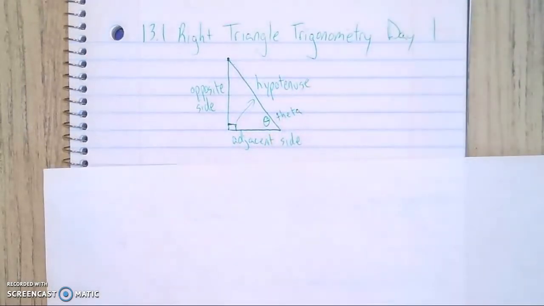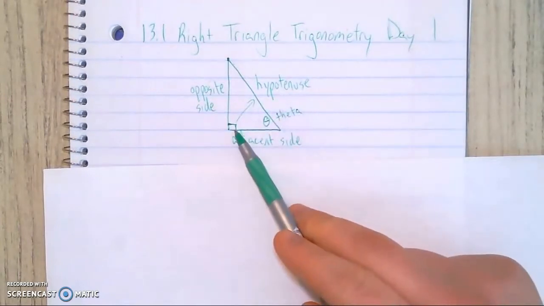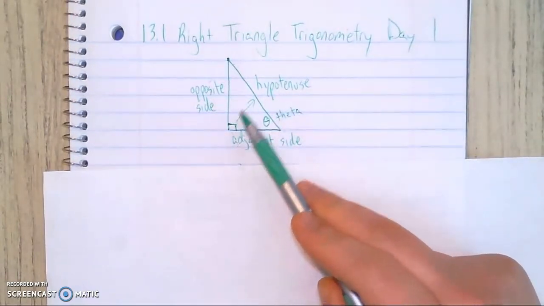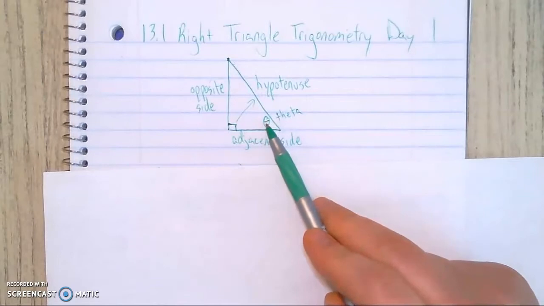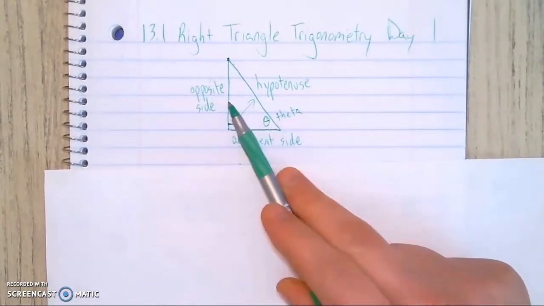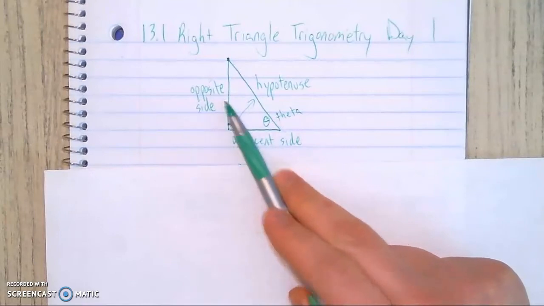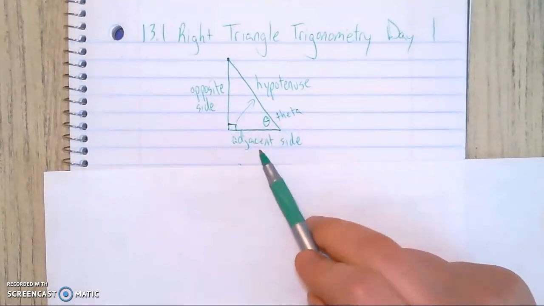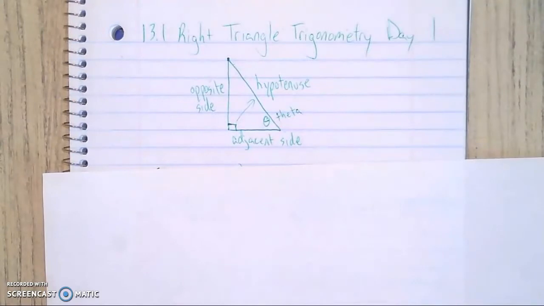The hypotenuse you don't have to worry about. The hypotenuse isn't in relation to theta. The hypotenuse is always in relation to the right angle. So find the right angle, find your hypotenuse, but then the other two sides get specific names based on how they relate to theta. Across from theta, not connected to it, that's your opposite, and actually connected to theta, that's your adjacent side. It's right next to it.